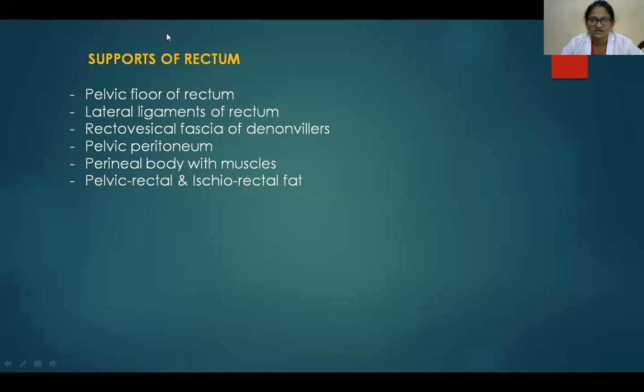Next, the supports of the rectum. What are the supports of the rectum? The rectum is supported by the pelvic floor, the lateral ligaments of the rectum, and the rectovesical fascia. The peritoneal covering of the rectum, the pelvic peritoneum, the perineal body along with its muscles, and the pararectal and ischiorectal fat. All these structures support the rectum.